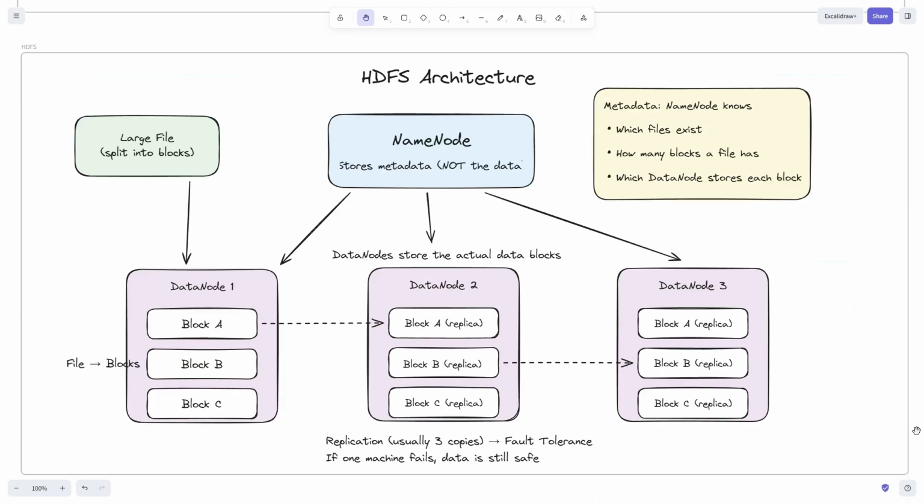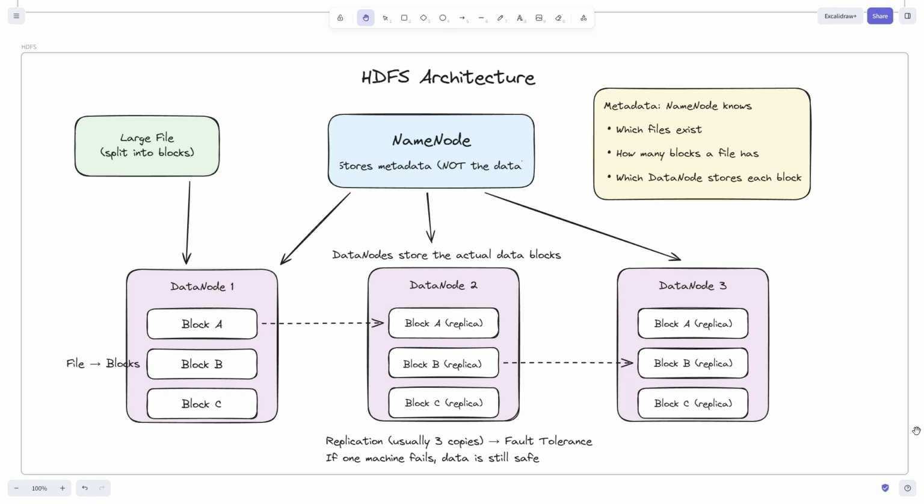Let's now understand how Hadoop stores data internally. Storing very large files on a single machine is risky. If the machine fails, the data is lost. HDFS solves this problem by distributing data across multiple machines.